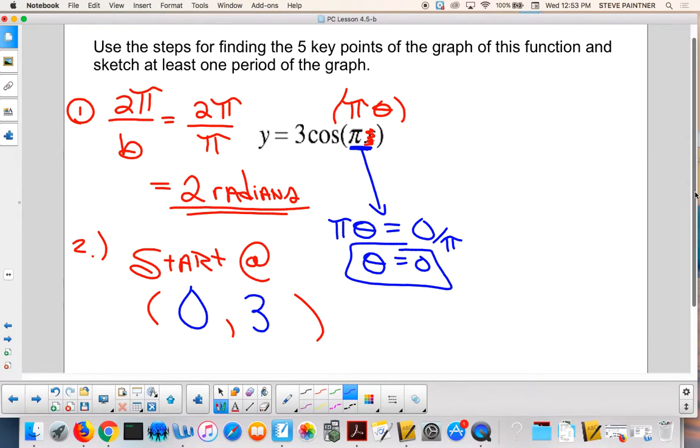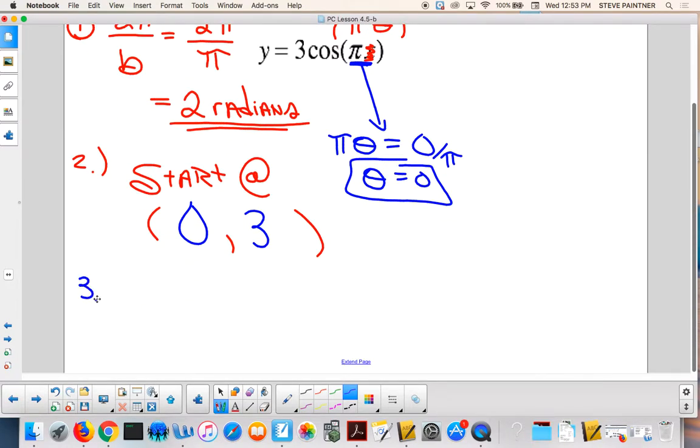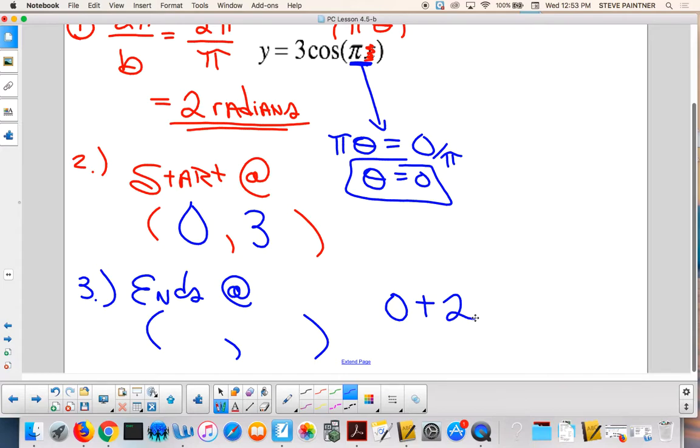Where does it end? Well, where does it end? Okay, well, how do we get where it ends? We start at 0, and then we just add what to it? The period. What's the period, Davis? 2. So you just got to go like this. I start at 0 radians, then I add the period on top of it. I start where? 2. Oh, I start at 0,3. I end at 2 something. You know what that is?